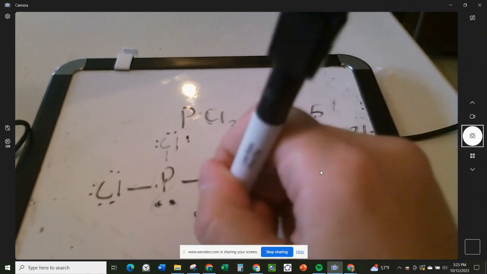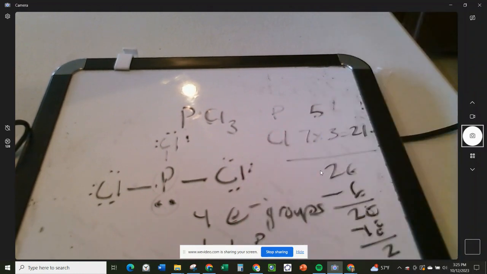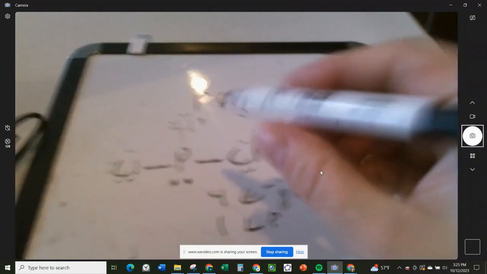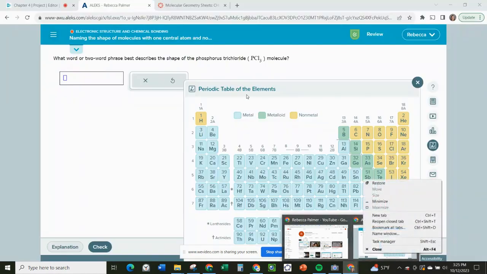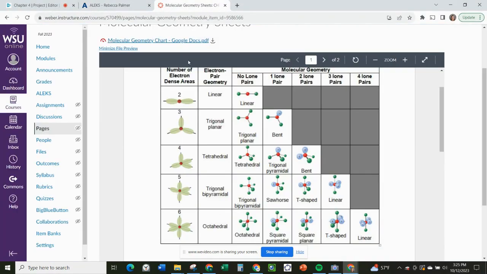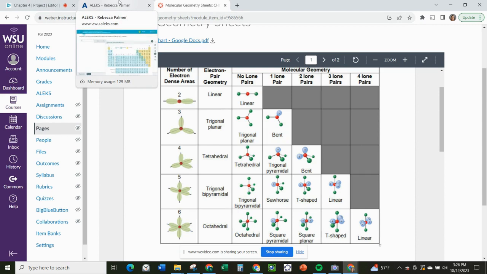And one of those is a lone pair. One lone pair. So we're going to go back to our note sheet. We have 4 electron dense areas. So if we're just looking at the electrons, it's tetrahedral, but it's not tetrahedral because we have one lone pair. So if we have one lone pair, but we have 4 electron groups, then the molecular geometry is going to be trigonal pyramidal. So we need to spell this correctly. This is something that's tricky for me, so I would definitely put this on my note card so that I can get this point. So trigonal pyramidal.